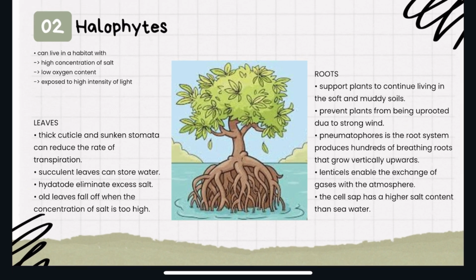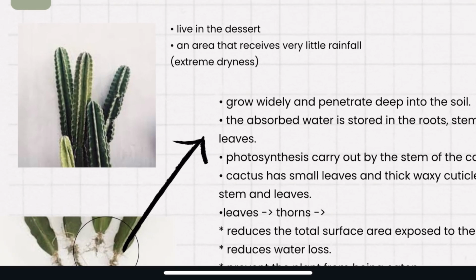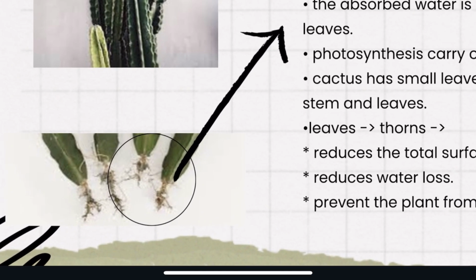Okay, so next, the last one is about xerophytes. Xerophytes are found in habitats in the desert. In this area, they resist very little rainfall, which is extreme dryness. So we have the example in here. We have a cactus. This is the root of the cactus.